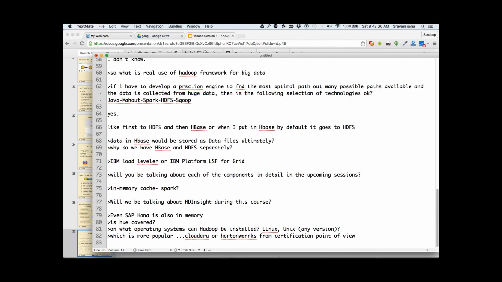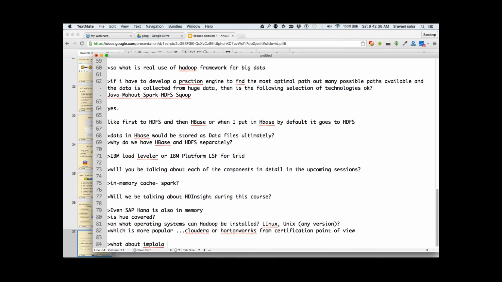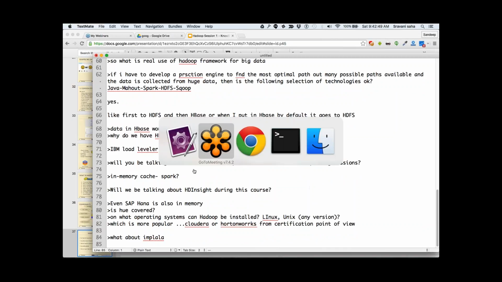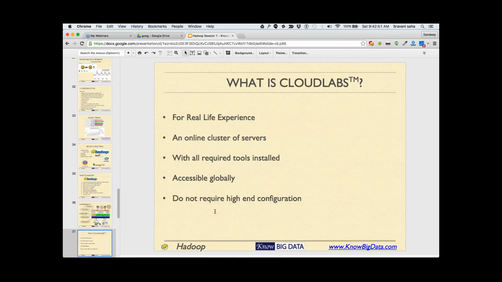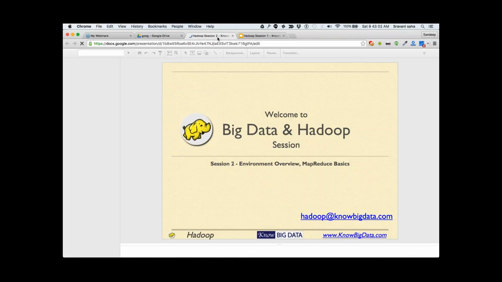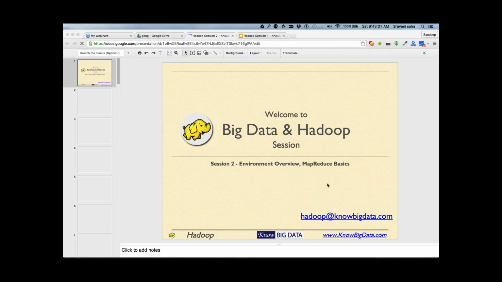What about Impala? We will not be covering Impala in this, okay? Impala is not something which we are covering here. We'll just give an overview. All right. So let me just quickly take you through HDFS, and then if time permits, I can give a demo of the cluster. Okay.